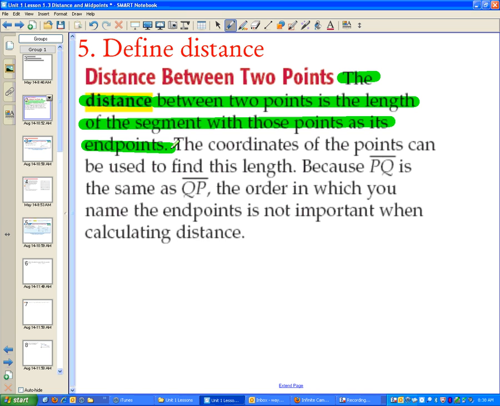Okay? So no matter which, the directions might say either one. The directions might say find the distance between A and B, or they might say find the length of segment AB. They're asking you the same question. The distance between A and B is the same thing as the length of segment AB. So whichever way they ask it, they're asking you the same thing.